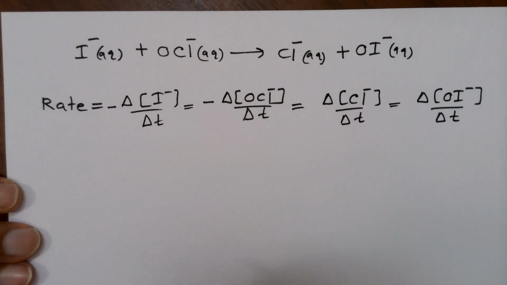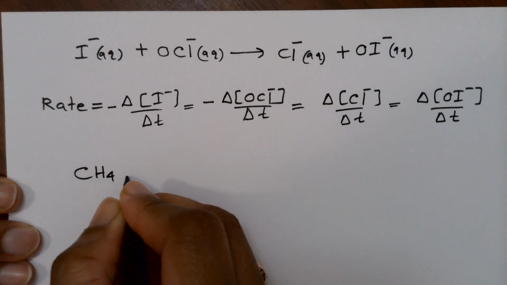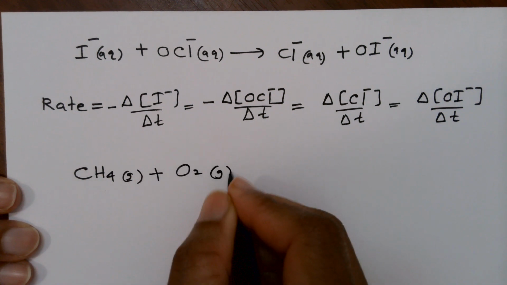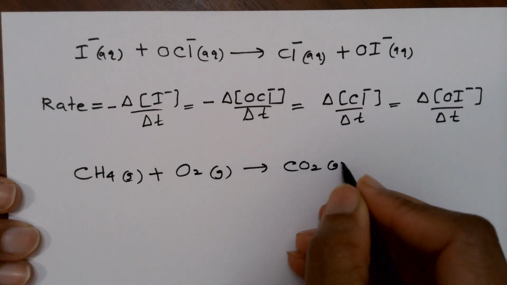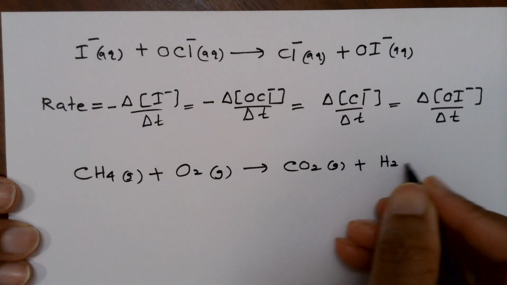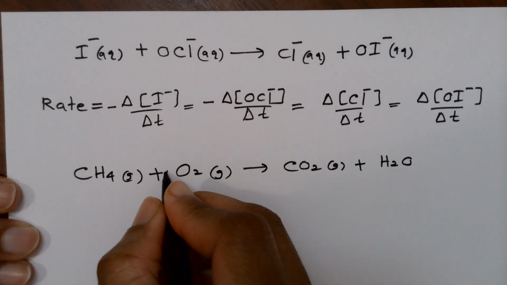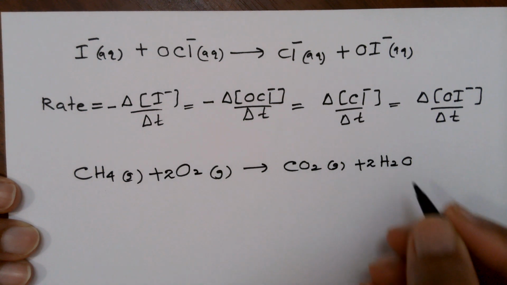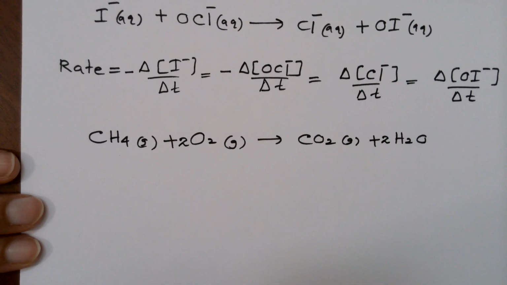Now the same way, let's take another example. CH4 in the gas phase reacts with oxygen. Products are carbon dioxide and water, CO2 plus water. For this reaction, let's balance the chemical reaction, adding coefficients: 2 oxygens and 2 H2O. Now the chemical equation is balanced.